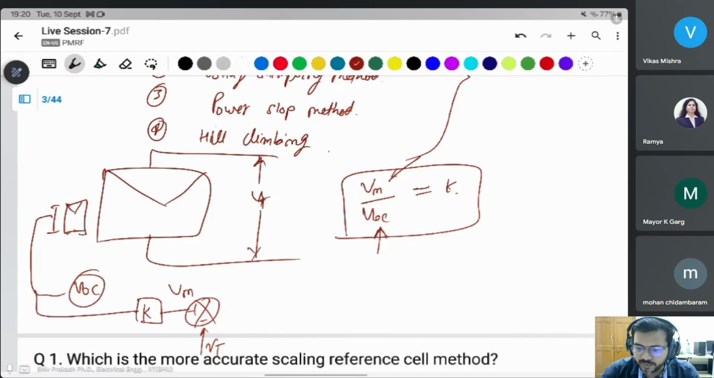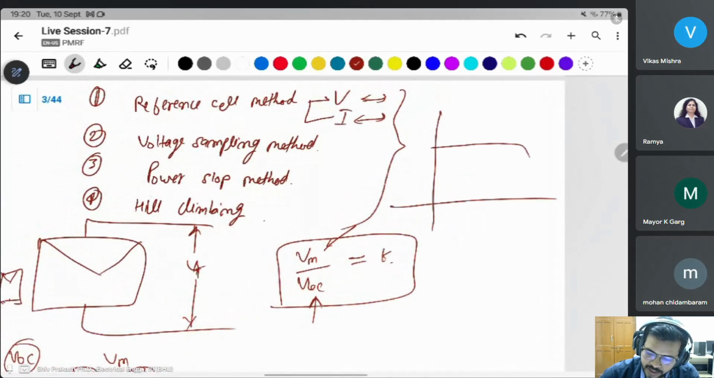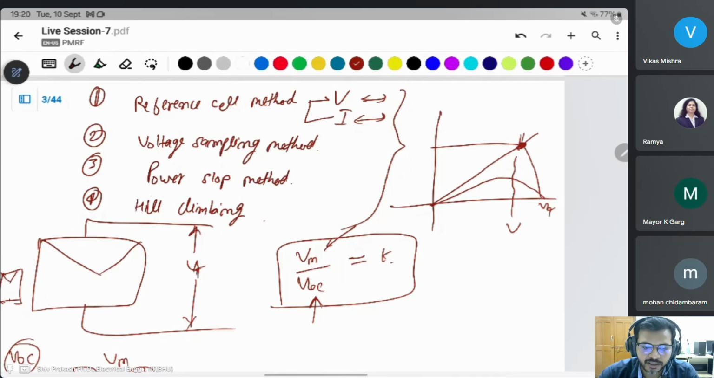Because in your PV module, there is a single current rating where you take the maximum power, and a single voltage rating. This is a single current rating. But if you increase the load current, the voltage will reduce. Then how do you track the maximum power? This is the drawback of this system.